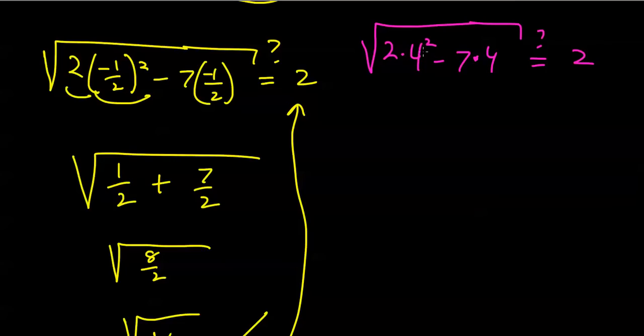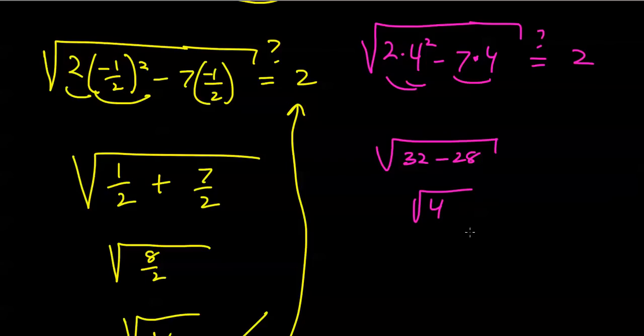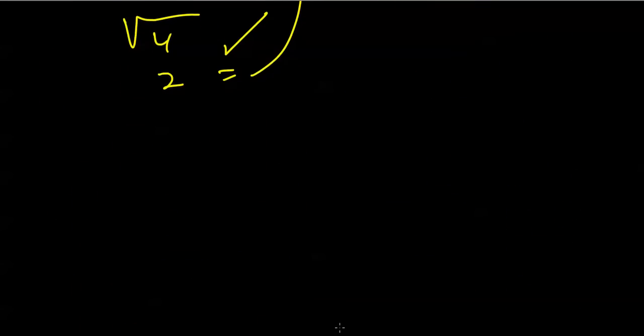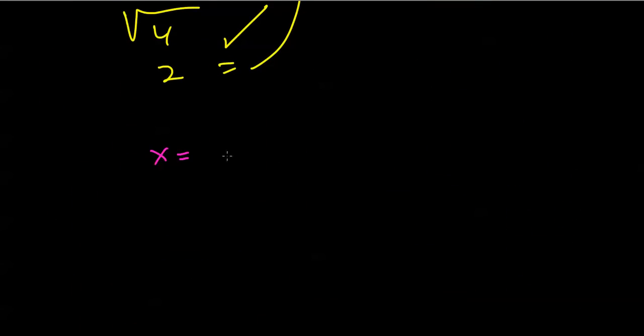Well, 4 squared is 16, 2 times 16 is 32, and 7 times 4 is 28. So I want the square root of 32 minus 28. Well, of course, 32 minus 28 is 4. So under the root sign, I've got a 4, and the square root of 4 is indeed 2. So this solution, x equals 4, also checks out. So let me write down, at the bottom, my final solutions. Both of them work, both of them check. X equals minus 1/2 or x equals 4.